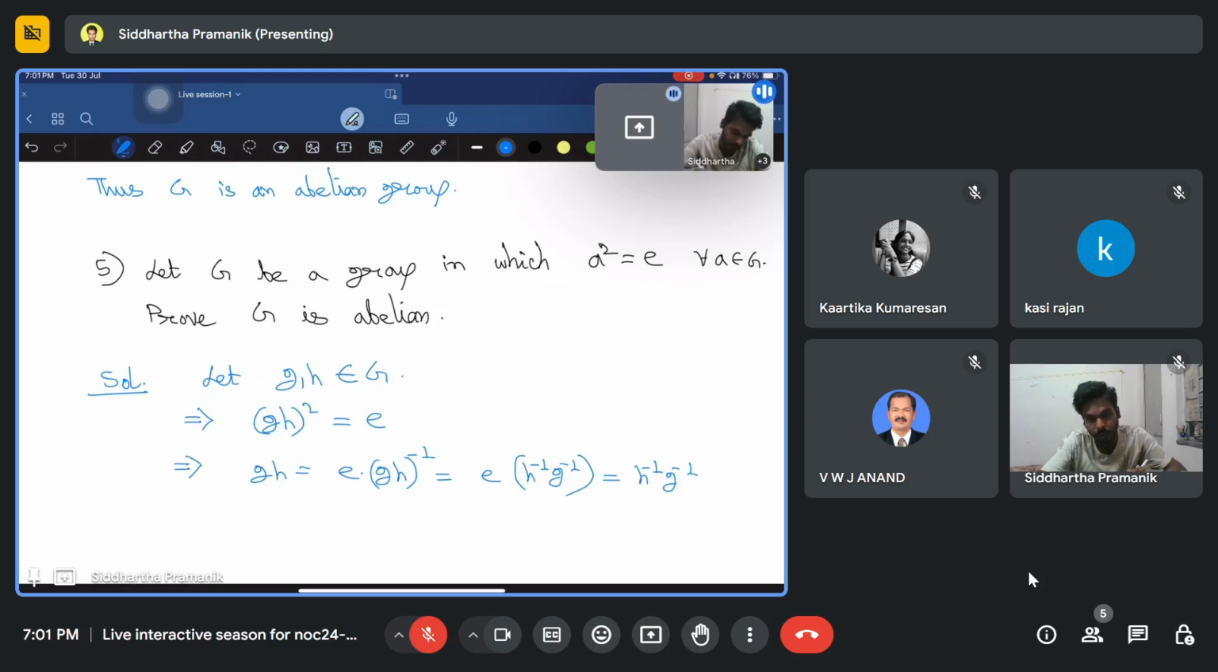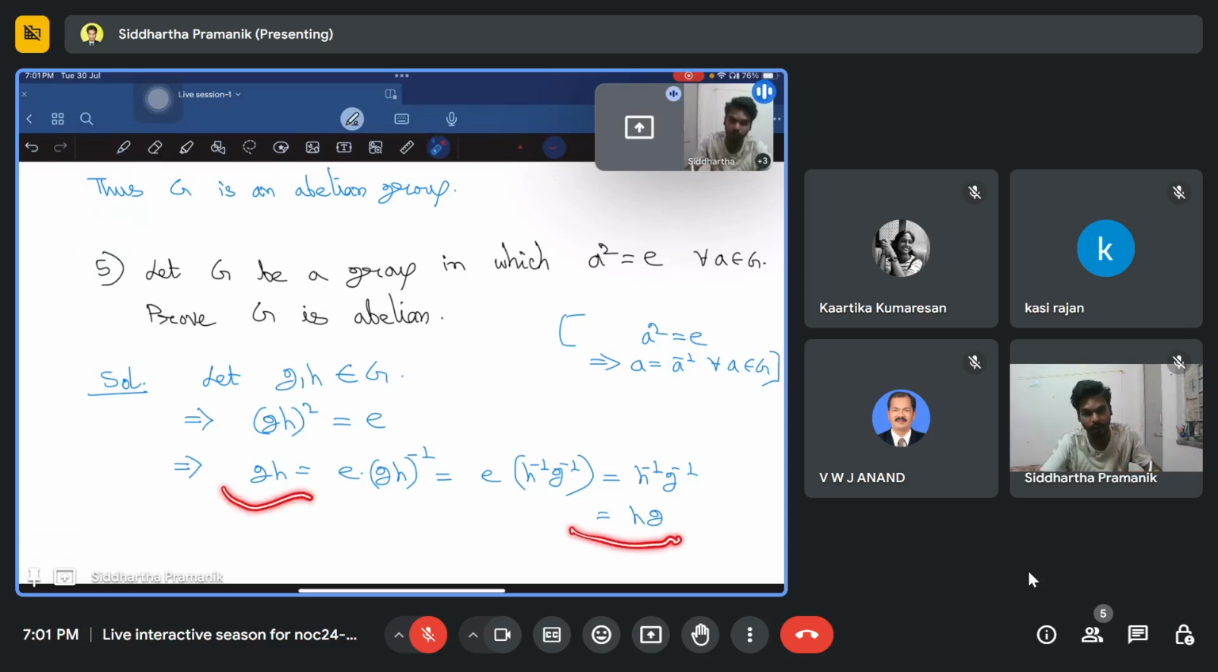Now if you look carefully, the condition a squared equals e will imply a equals a inverse for all a belonging to G. So use that property here. So this is the same as h times g. So this is the required property. Hence G is an abelian group.